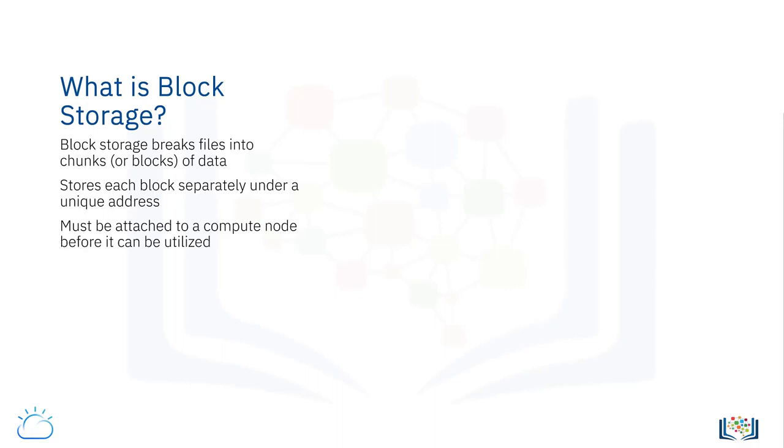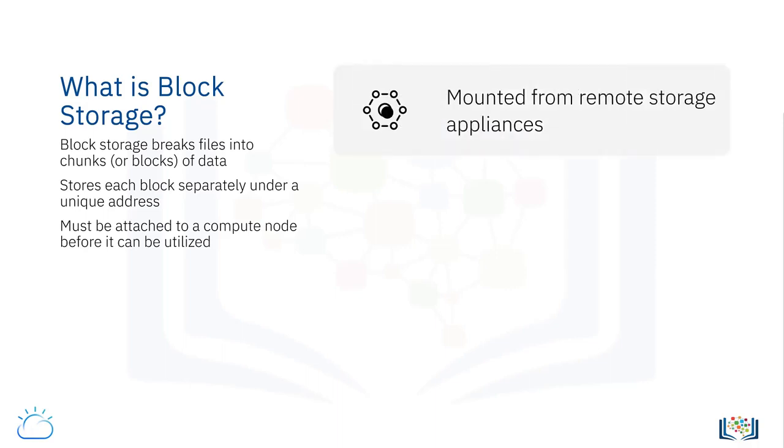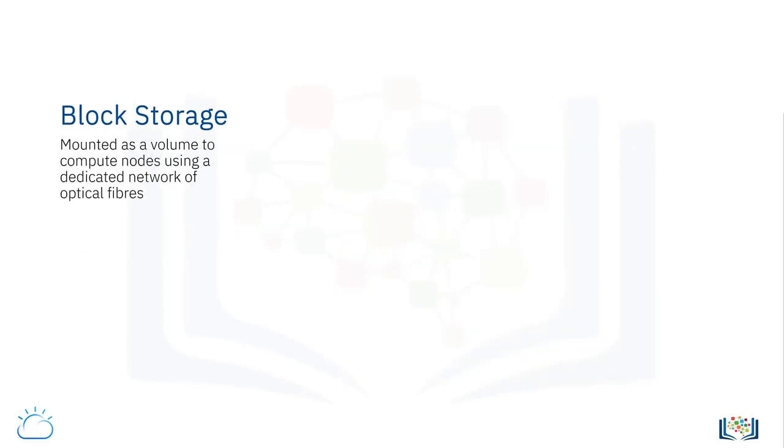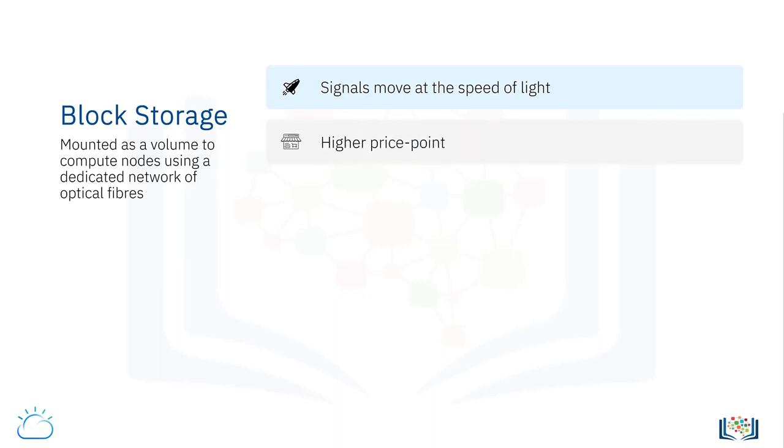Block storage, like file storage, can be mounted from remote storage appliances, making it extremely resilient to failure and keeping data far more secure on account of encryption in transit and encryption at rest services available on these appliances. Block storage is mounted as a volume to compute nodes using a dedicated network of fibers through which signals move at the speed of light. These fiber optic networks are more expensive to build than the Ethernet ones which deliver file storage, which is one reason why block storage tends to have a higher price point.